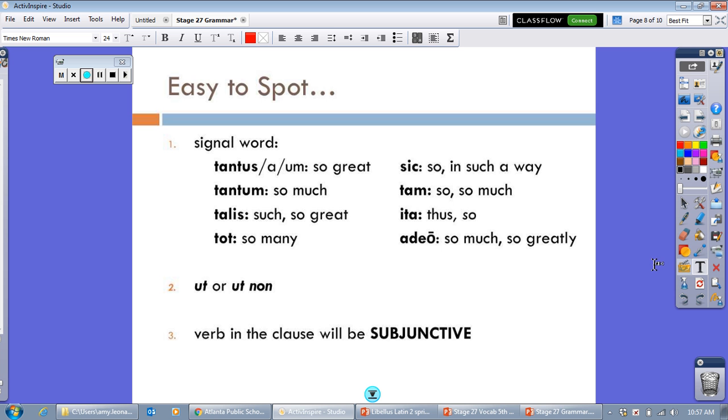And then what happens next is you get the ut. Or if you're saying that the result was something didn't happen, you're going to get ut non. That's different from the nē that you have in indirect commands and purpose clauses. Now finally, the verb in the result clause itself, that is to say after the ut, will be in the subjunctive mood. Deep breath. Tantus, tantum, talis, tot, sic, tam, ita, adeo, result clause.